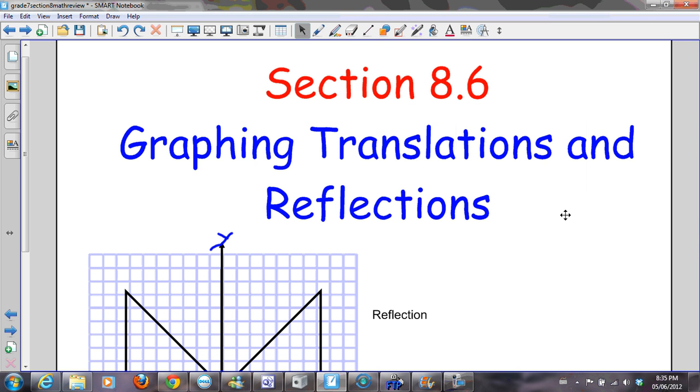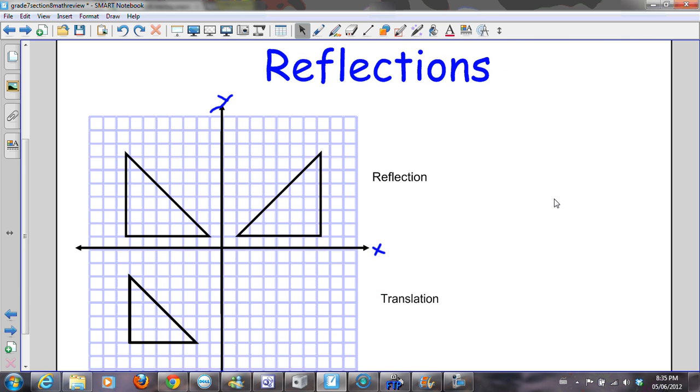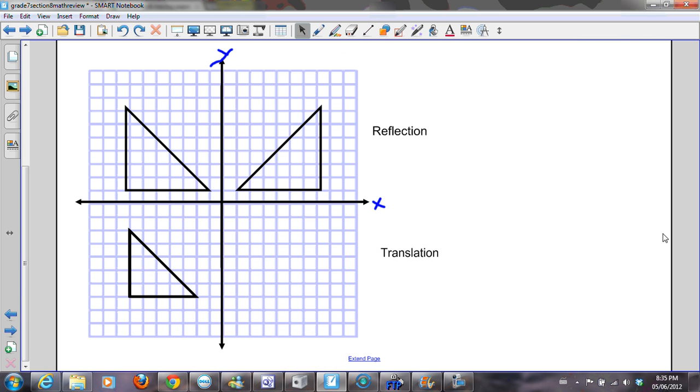Section 8.6, Graphing Translations and Reflections. The first two, translation and reflection, are usually pretty easy to draw, so we'll do them both in one lesson. A translation is when you move a shape in a straight line. Years ago they used to call it slides, and they used to call reflections flips.